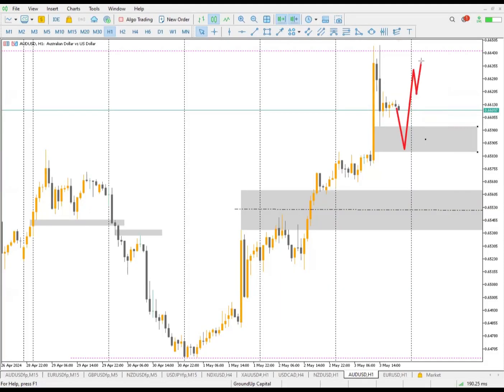And then create some changes of character on the lower time frame just so that it can sell into this fair value gap.